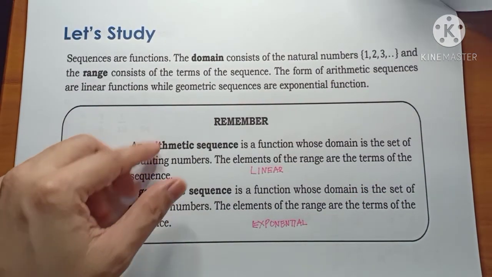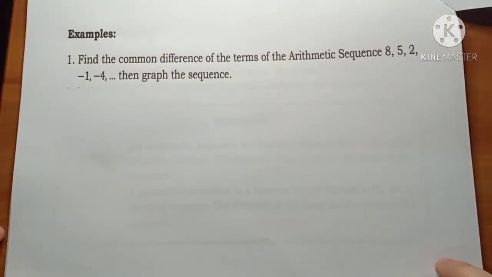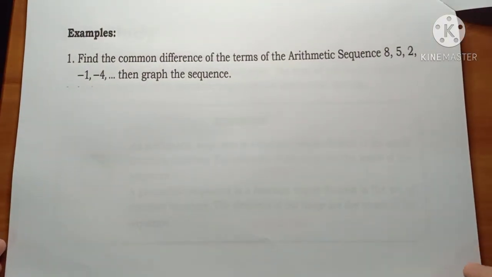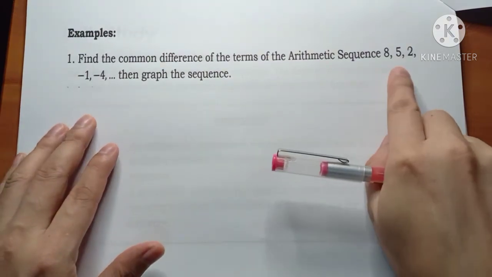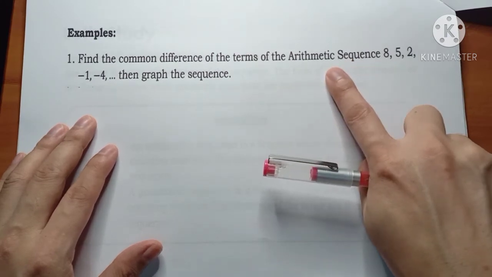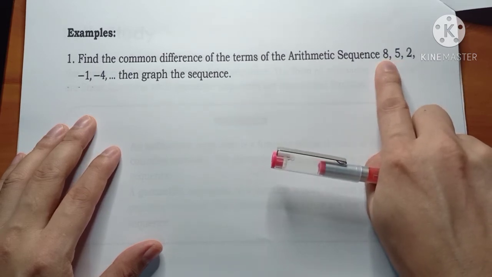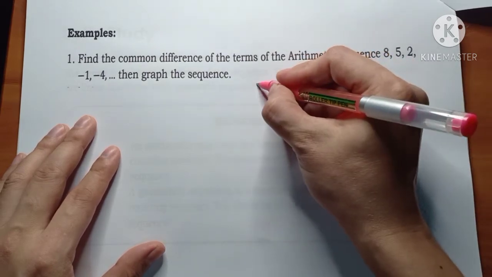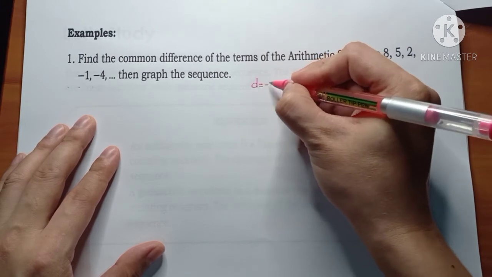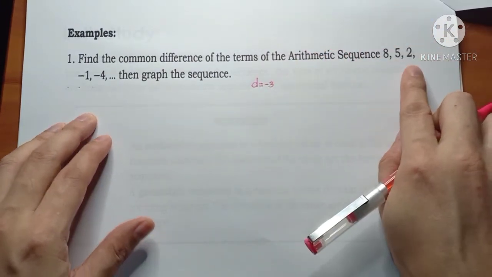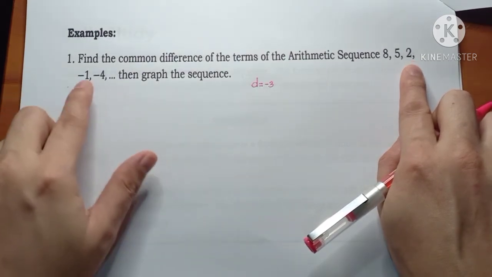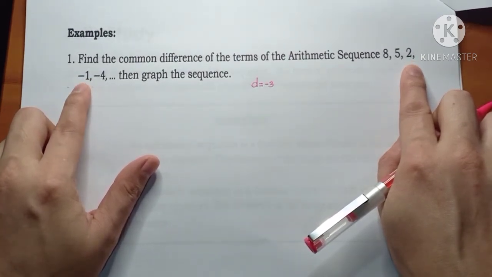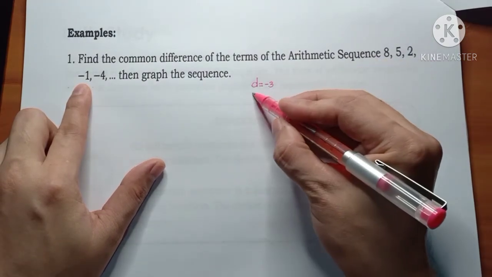So now, punta tayo sa ating examples. Find the common difference of the terms of the arithmetic sequence 8, 5, 2, negative 1, negative 4, then graph the sequence. So, since this is arithmetic, dapat makuha natin ang kanyang common difference. So, 5 minus 8 is negative 3. 2 minus 5 is negative 3. So, ang ating common difference ay negative 3. So, lahat yan ay pare-parehong negative 3. So, negative 1 minus 2 is negative 3, and negative 4 minus negative 1 is also negative 3. So, ang ating common difference ay negative 3.